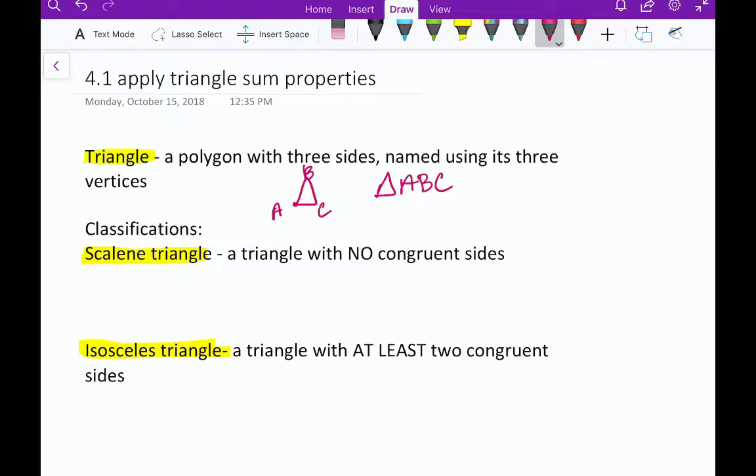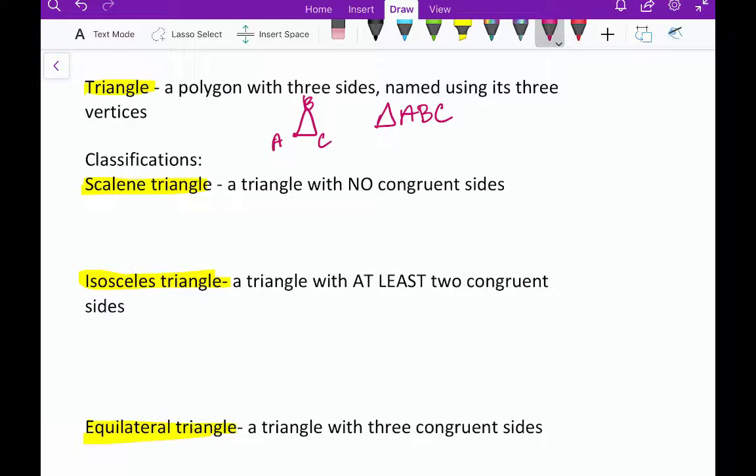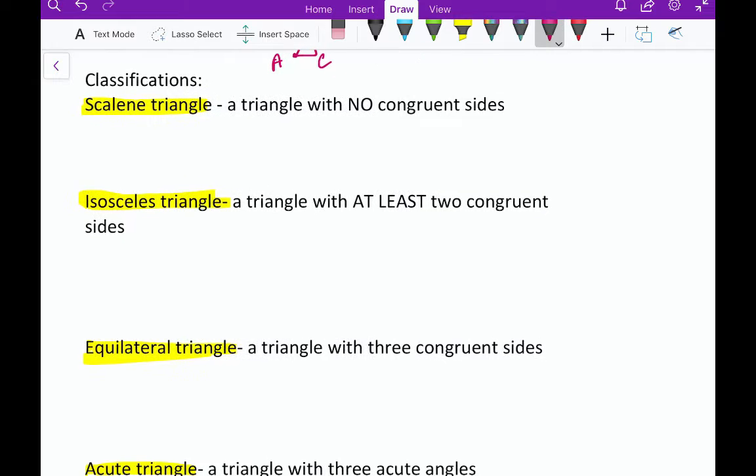Pretty straightforward. Now, there's different classifications of triangles. There's classifications based on the sides of the triangle, and there's classifications based on the angles of a triangle. So the first ones here are for the sides of a triangle. A scalene triangle is a triangle with no congruent sides. So for instance, that side is different than this side is different than this side. So a scalene triangle has no congruent sides.